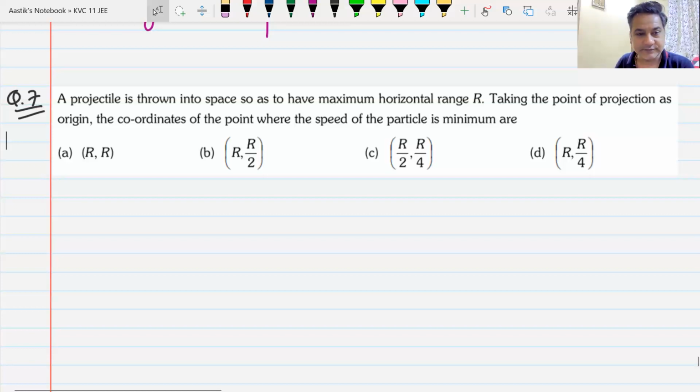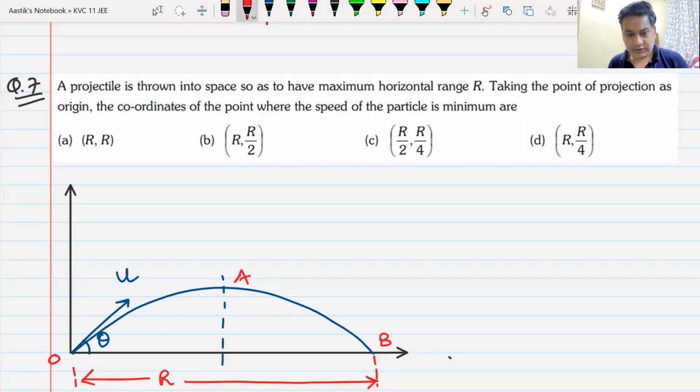Anyone with an answer? Okay, I will have to move on. So, option C. Option C is correct.